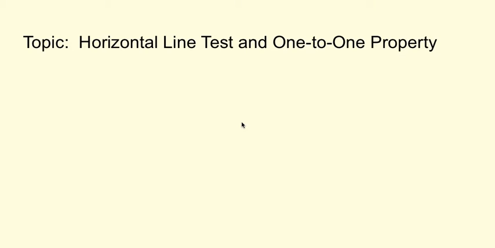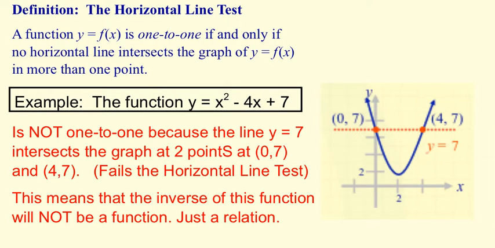This video is on the horizontal line test and the one-to-one property. The definition of the horizontal line test: you've already been familiar with the vertical line test.